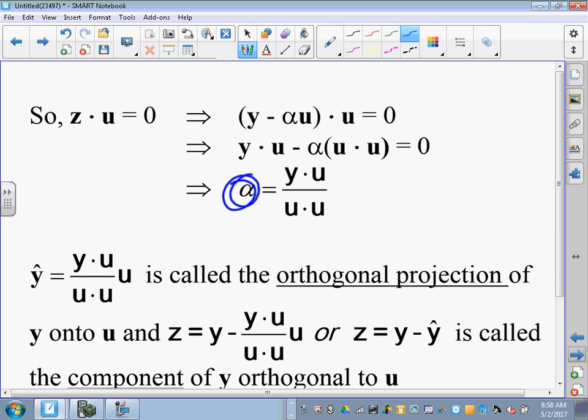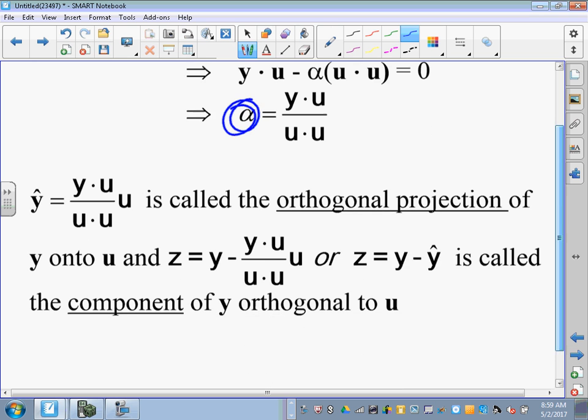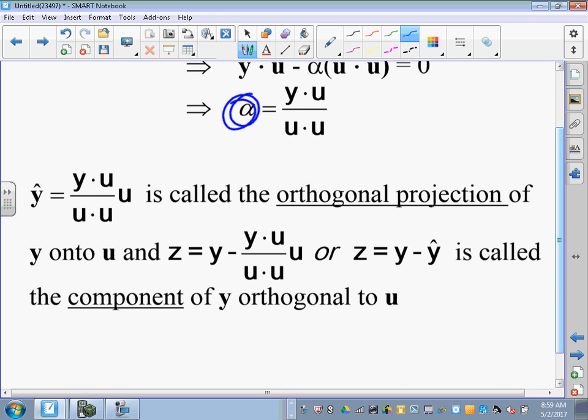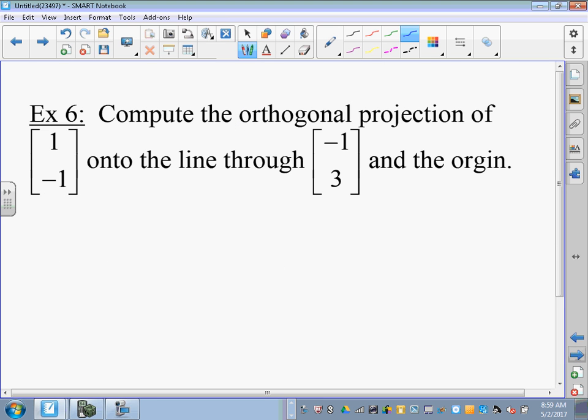That's the orthogonal projection. And z is y minus y hat. That's called the component of y orthogonal to u. So we're going to find out what that y hat is. We're going to solve for y hat.